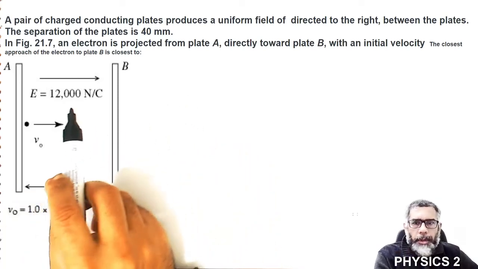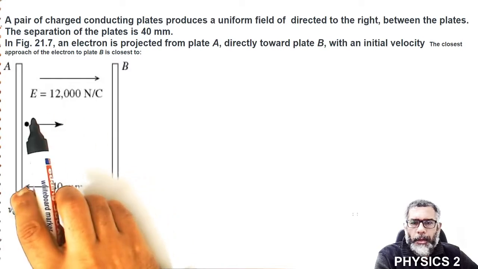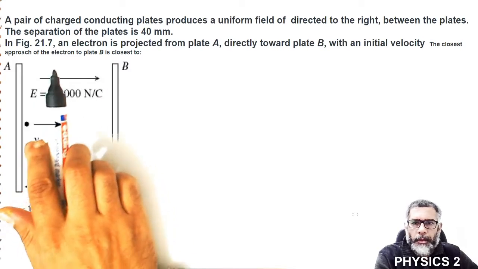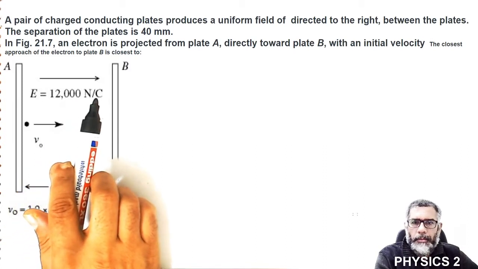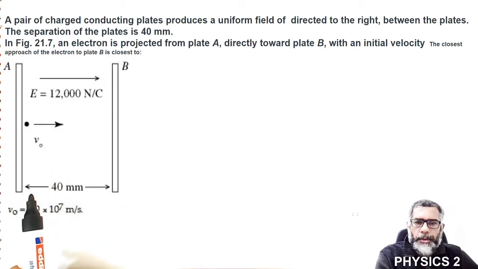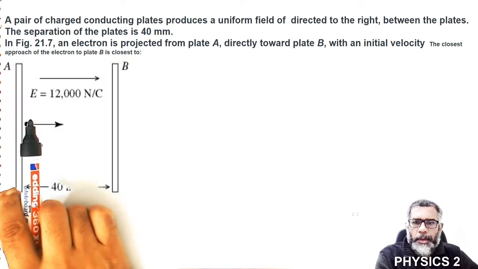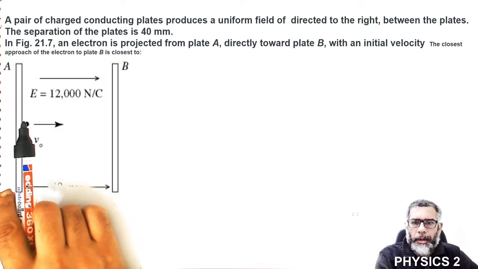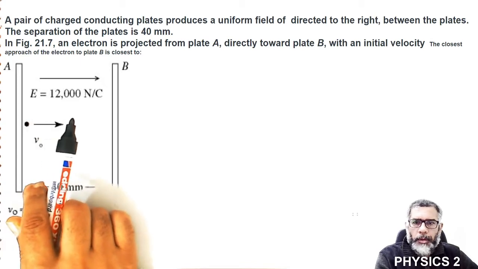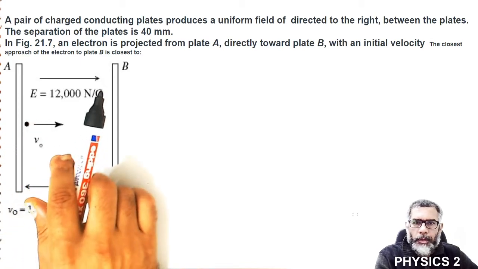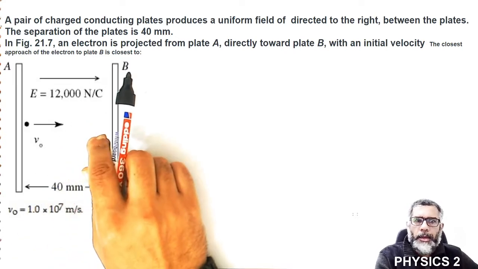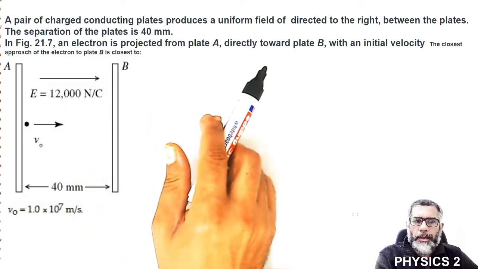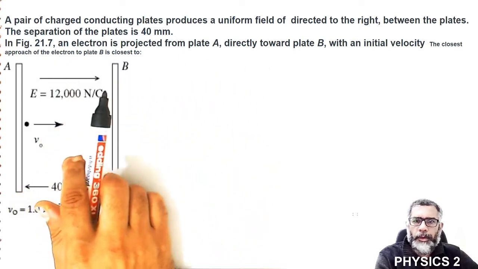Okay, so this is the electron between these two plates that produces a uniform electric field in this region of 12,000 Newton per Coulomb. And the separation distance between the plates is 40 millimeters. And the electron starts its motion from plate A, directly toward plate B with an initial velocity of 10 to the 7 meters per second. So the question is, what is the closest approach of the electron to the plate B?